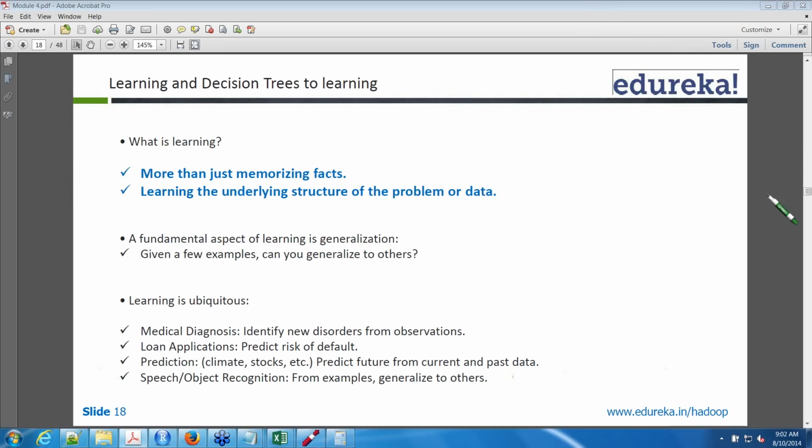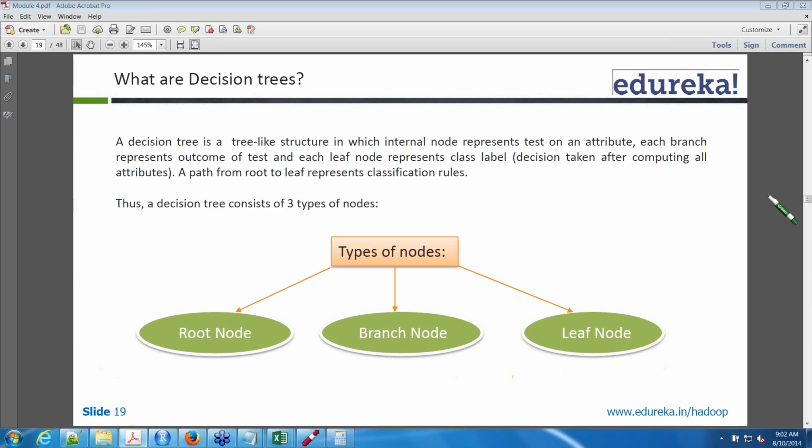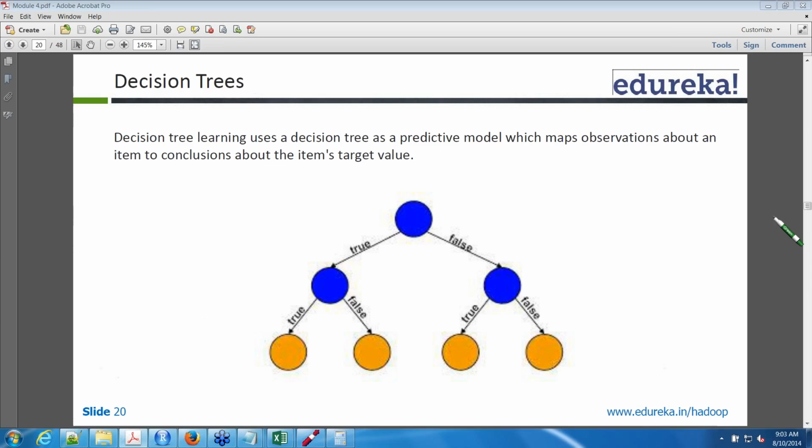So this is what the learning is: a loan application, medical diagnostic prediction, speech and object recognition, all of which are classification. We can apply a decision tree. In a decision tree, we have the types of node: root node, branch node, and leaf node. The branch node is a decision node, and the leaf node is a terminal node. These are the nodes we represent in a decision tree.